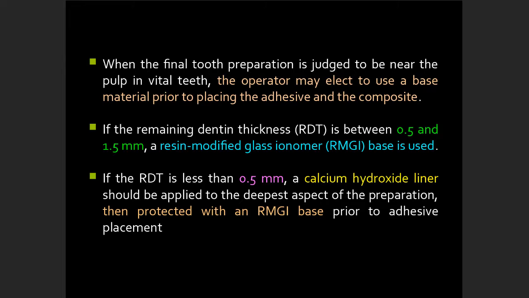If you are very near to the pulp, your cavity is very deep, and the remaining dentin thickness is less than 0.5 millimeters, then you first apply a calcium hydroxide liner to the deepest portion of the cavity, and over that liner, you protect that liner with the help of a resin modified glass ionomer base prior to applying the adhesive. So if your cavity is deep, you apply the base of resin modified glass ionomer cement. If your cavity is very deep, you first apply the calcium hydroxide liner, and over that liner you protect it with the base.